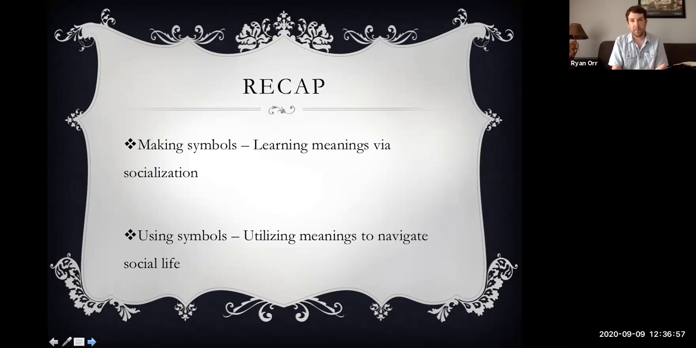symbol users. And basically, the making process is how we start to learn different meanings. We make these symbols, we make these meanings part of our minds, part of ourselves. And we do so through socialization, and we'll get into socialization further today. And then what we do as symbol users, we take what we've learned, we take what we've internalized, and use that to navigate our social life, use it to guide our ways through the social world, what means what, what to do, what not to do, and so on.